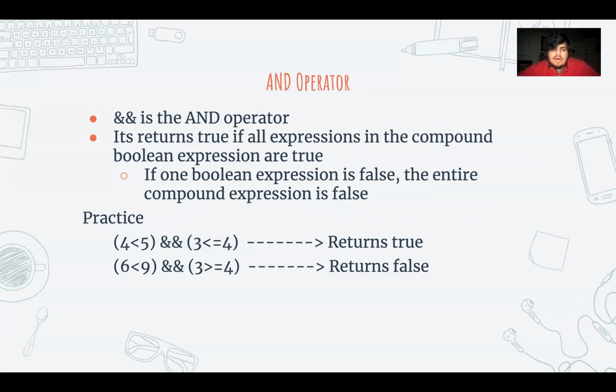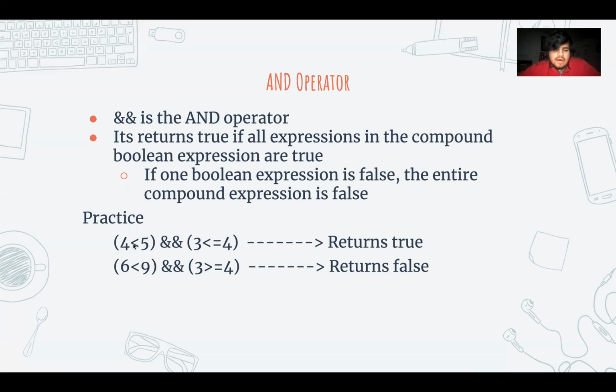So the AND operator returns true if all the expressions in the compound Boolean expression are true. An example of this is: one Boolean expression is 4 less than 5, and another Boolean expression is 3 less than or equal to 4, and then we have our logical operator in between. And you can use multiple logical operators. I can put another and here, and then put another Boolean expression, and you can continue like that, right? But for now, just to keep everything simple, I have one Boolean expression and another Boolean expression.